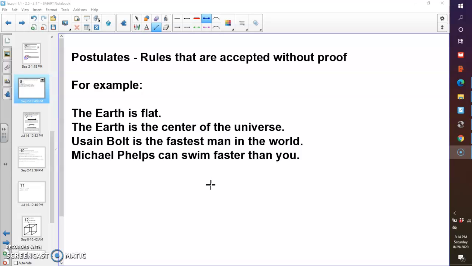We haven't seen Usain Bolt race against everyone in the world and do it constantly, because you'd have to keep proving it as well. So while it's a safe assumption or a postulate that Usain Bolt is the fastest man in the world, it's not necessarily something we can take as fact, because it's impossible to prove. And that's what we're going to be doing later on in math, is actually proving things. And the second one as well, Michael Phelps can swim faster than you.